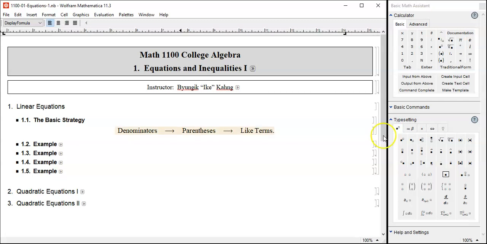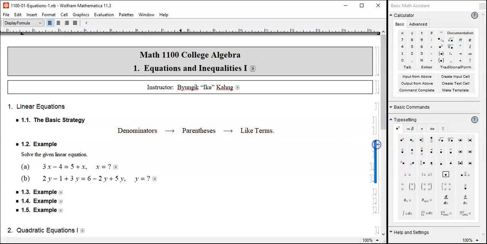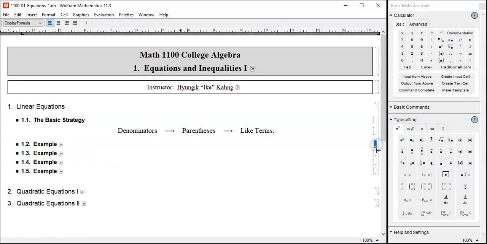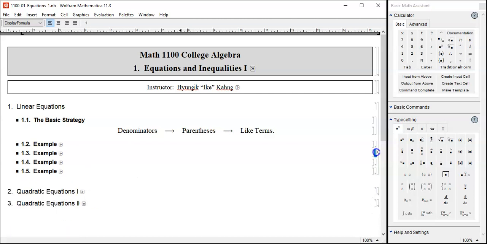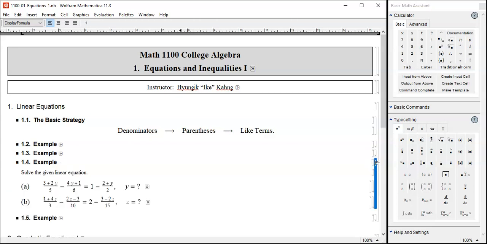Denominator, parentheses, like terms. And sometimes you have just like terms and nothing else. Trivial case. Sometimes you begin from parentheses, no denominator. A little bit harder, but still elementary. Sometimes, full-blown problem, you have to start from the denominator and then go on.